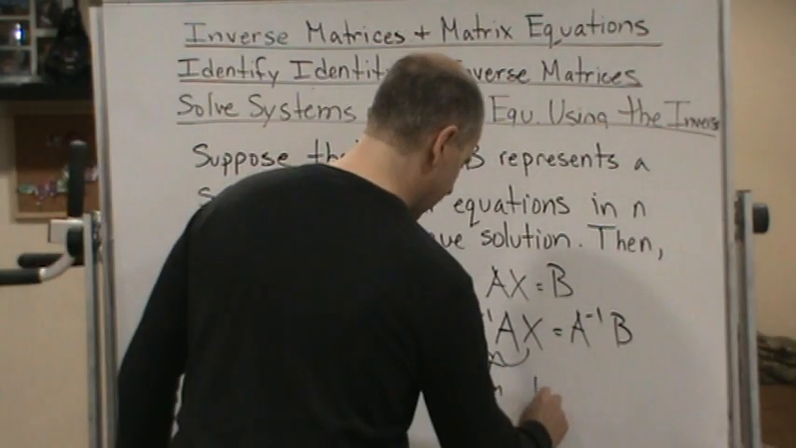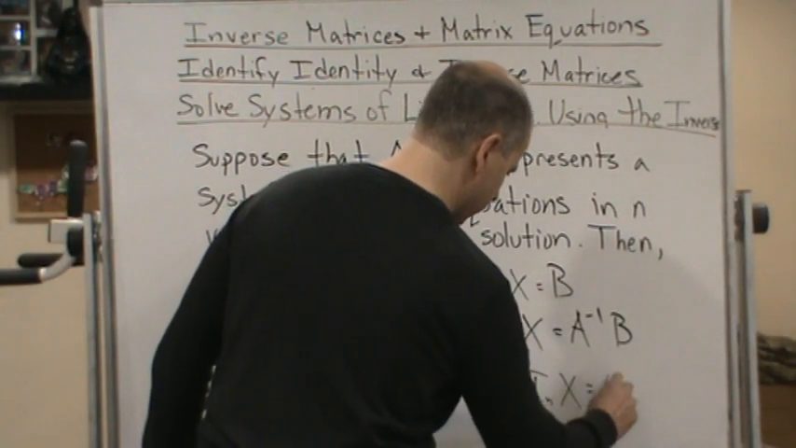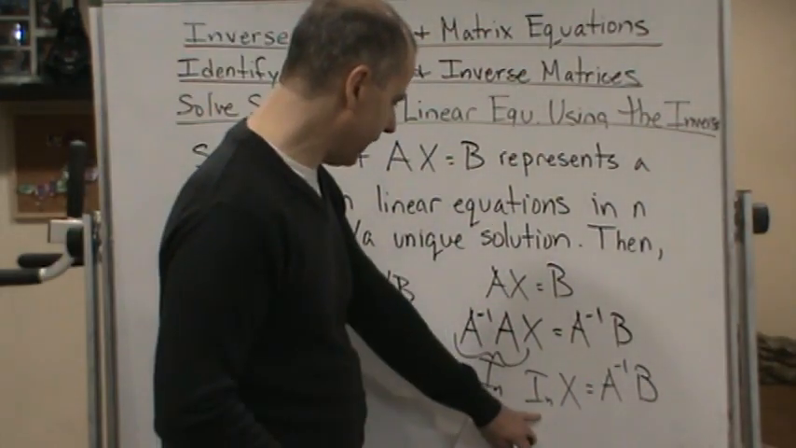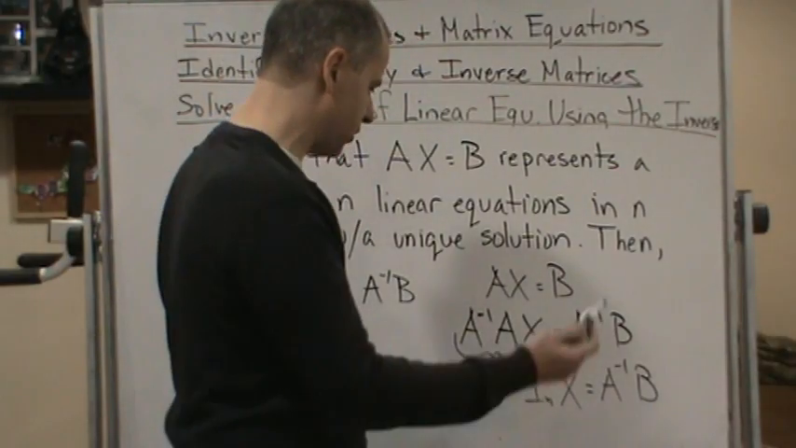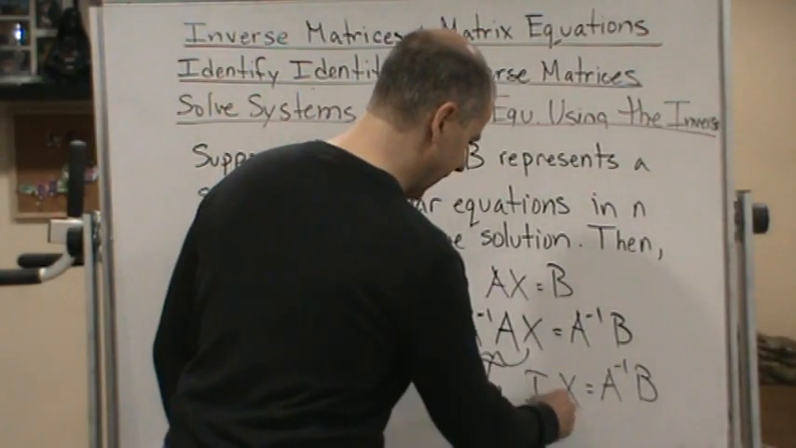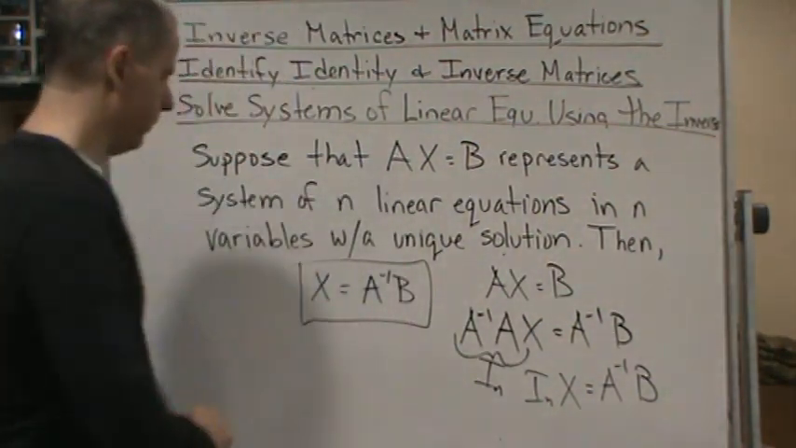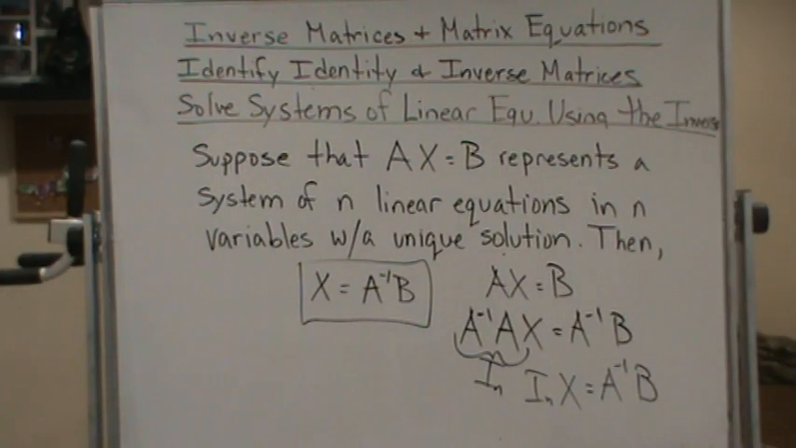So I get I sub n times x is equal to A inverse times B. But this is the identity matrix, which means that I sub n times x is just x. So I just get x back out and I get the result here. And so we're going to use that to solve systems of linear equations using the inverse.